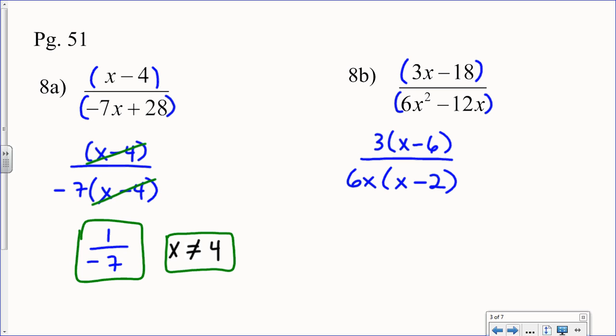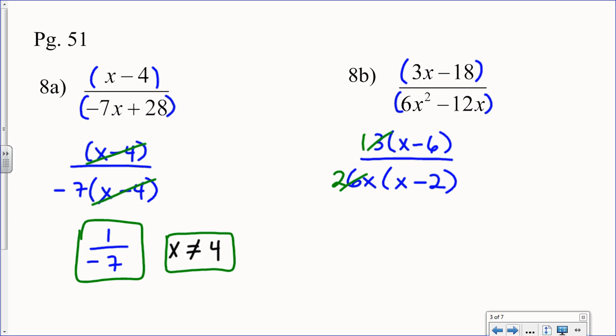Okay. So can I cancel my x minus 6 and my x minus 2? No, because they're not the exact same. I also can't cancel the x's on the inside. What I can cancel now are my 3 and my 6 that are both on the outside. So that 3 becomes 1, this 6 becomes 2.